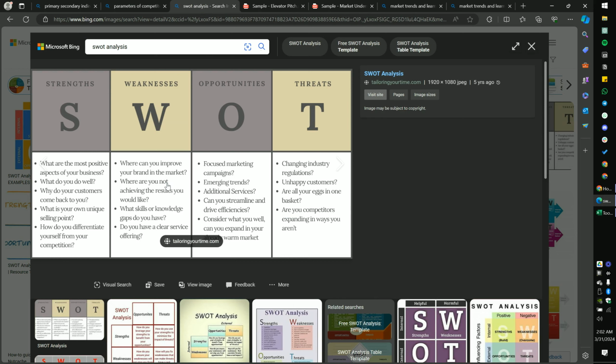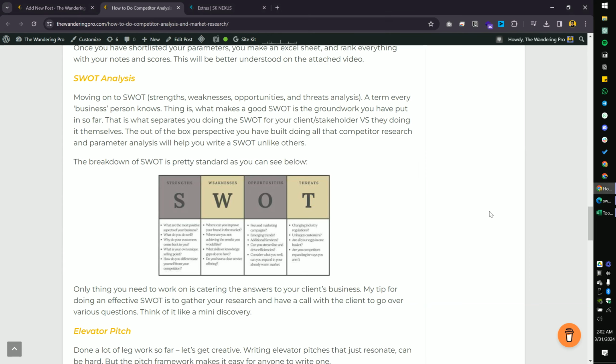My recommendation usually is that you craft these questions in your perspective and then get on a call with the client or the stakeholder and walk them through these, and they'll give you their answers. And then you have your findings, you merge them on a document, and your SWOT analysis is complete.